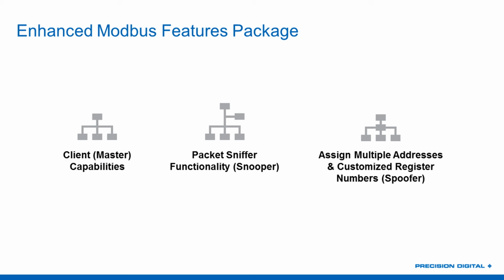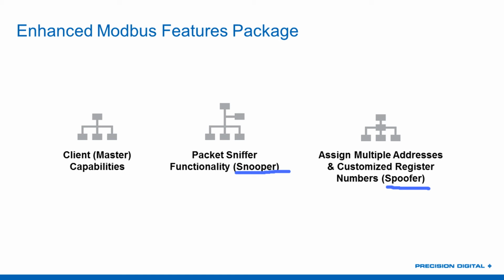So you will see that more and more on modern Modbus products, that they're replacing master and slave with client and server. And though it may not be fully intuitive, the master version is actually the client, whereas the server version is the slave. In addition to getting master mode capabilities, you get the snooper mode, which is really a packet sniffer, and you get our new spoofer mode as well.